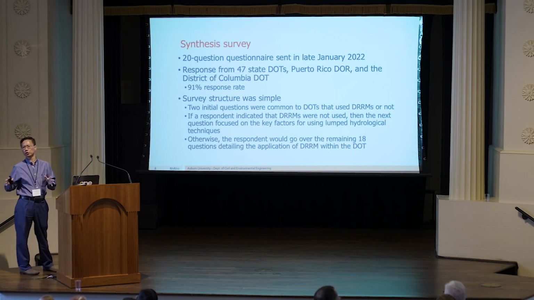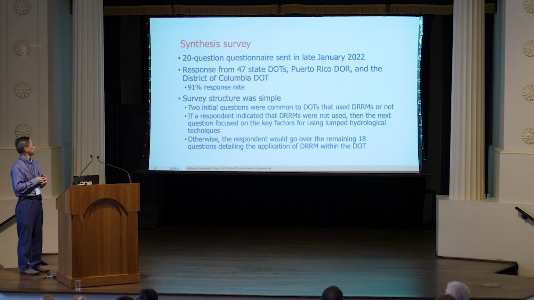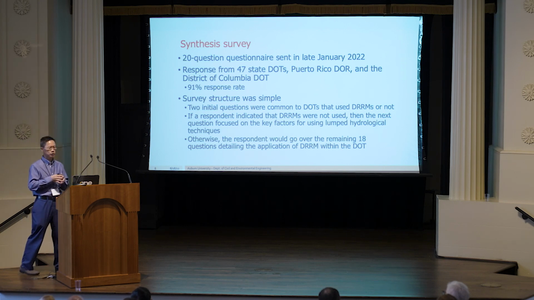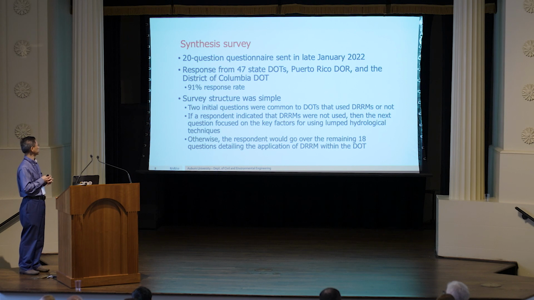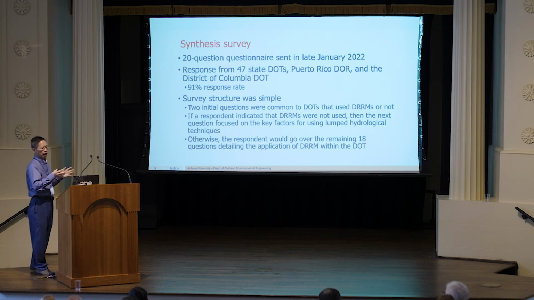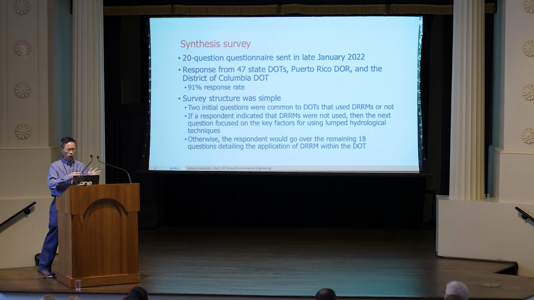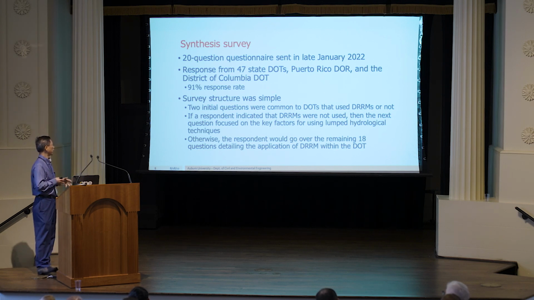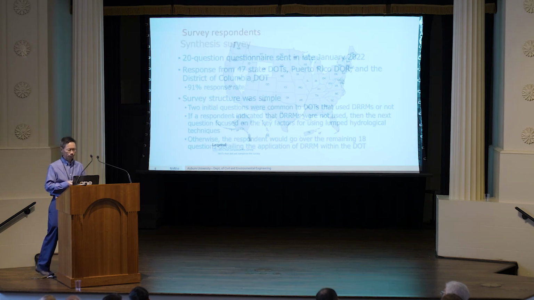So the survey structure was simple. Two initial questions were common to all DOTs: whether you are using DRM or not, okay? If a DOT response indicated DRM was not used, then the next two questions focus on the key factors for using the lumped hydrologic technique. Otherwise, the DOT goes through 18 other questions, giving more information about DRM.